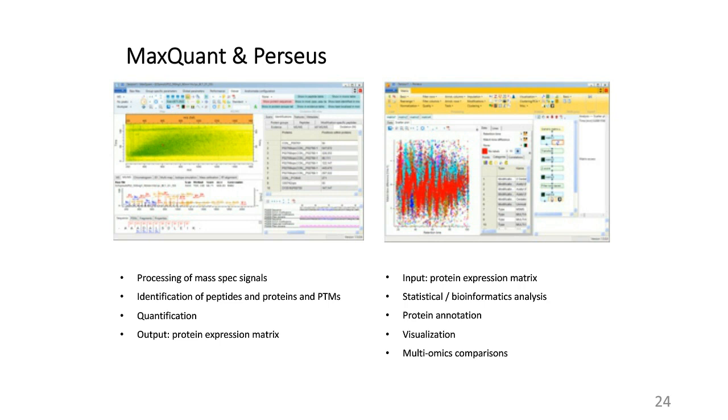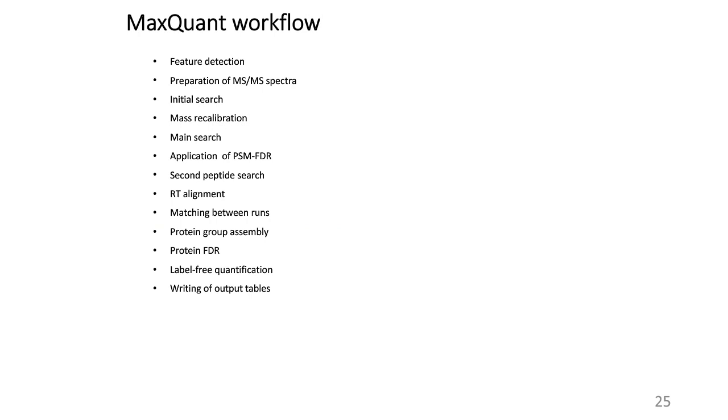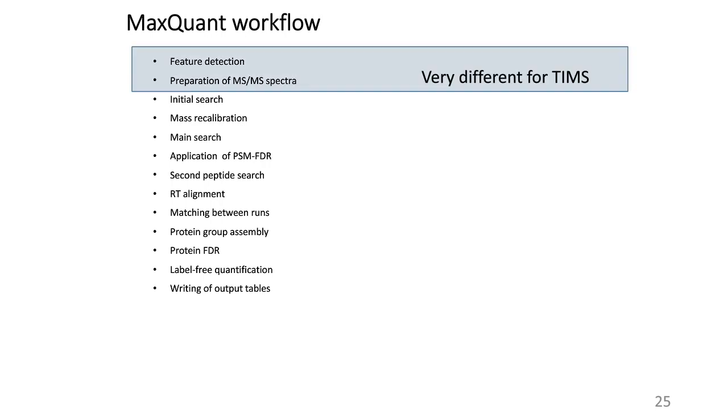So the MaxQuant workflow consists of many algorithmic steps. Here you see what the workflow looks like for conventional LC-MS data, which does not have the ion mobility dimension included. So basically that's the starting point for the developments that we did to accommodate the timsTOF data in MaxQuant. And for each of these algorithmic steps, one can now think about whether this is going to be different for ion mobility enhanced data, or whether it is more or less the same and just needs some minor adaptations?